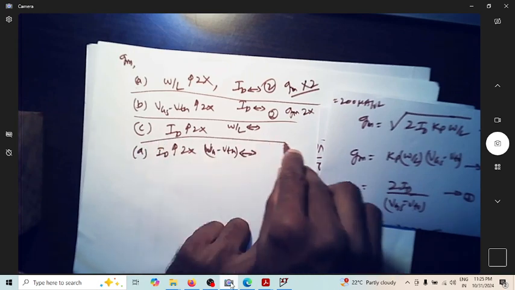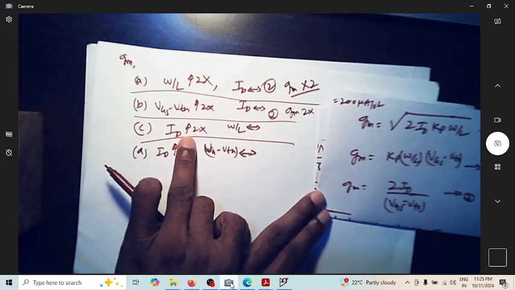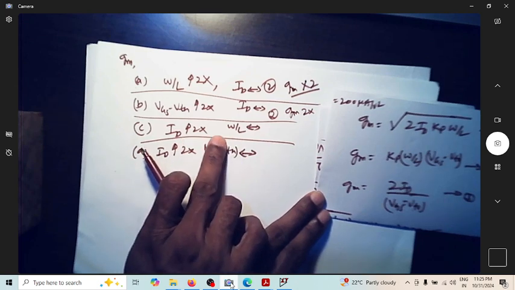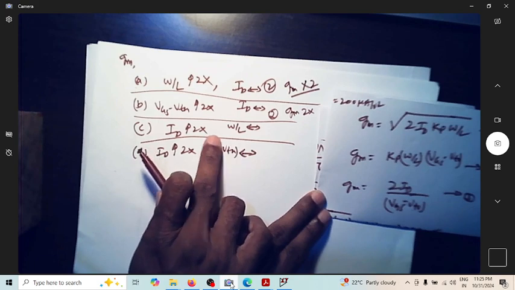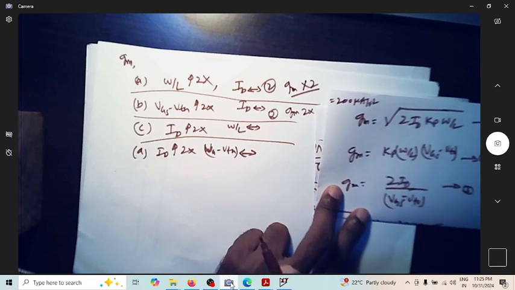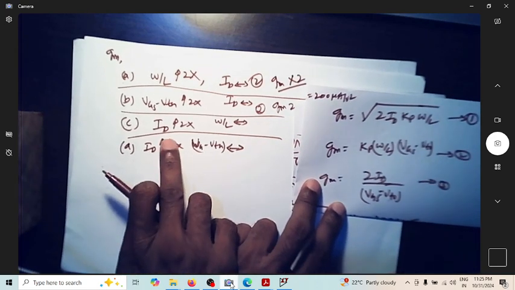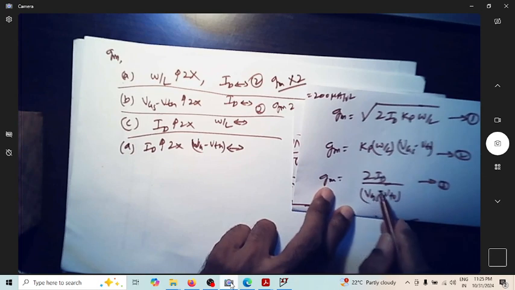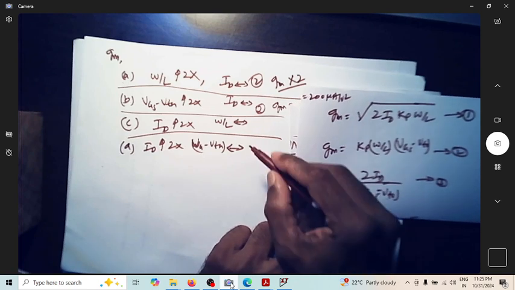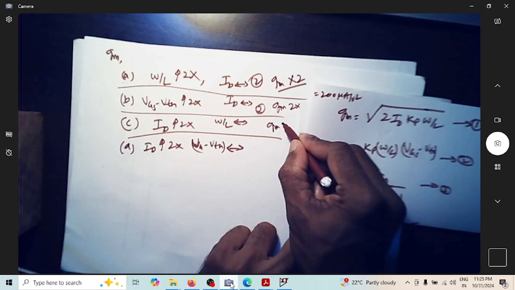Next you come to this. You are increasing ID by 2 times, but W by L is remaining constant. So where you have the ID term, there is no W by L. So can you see this here? If you increase ID by 2 times, GM will also increase by 2x.